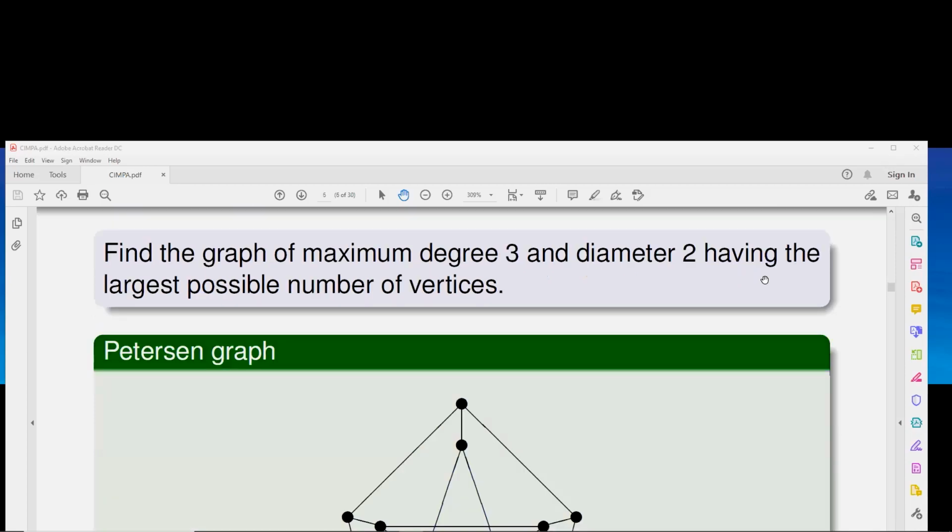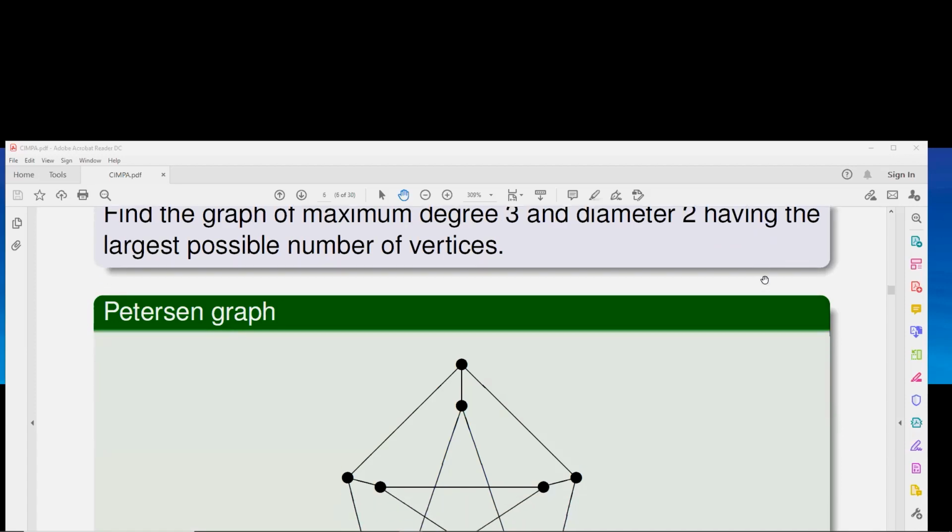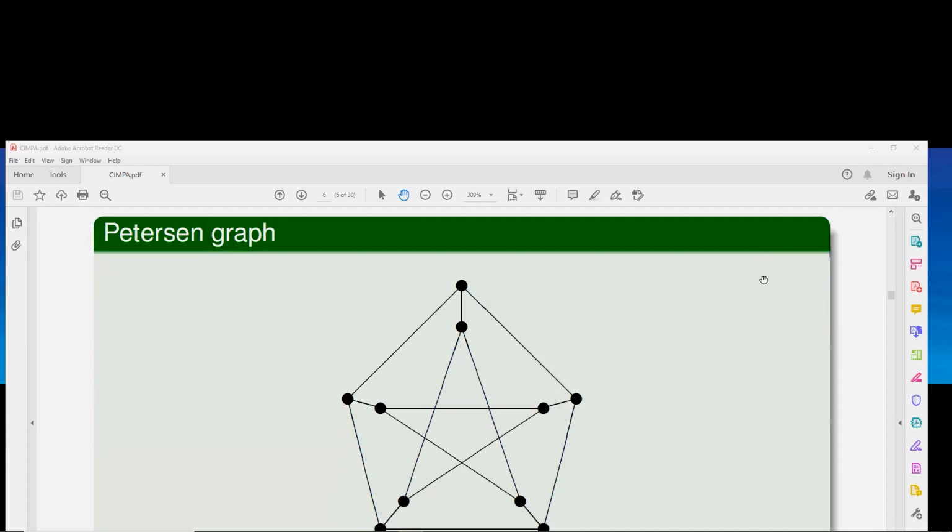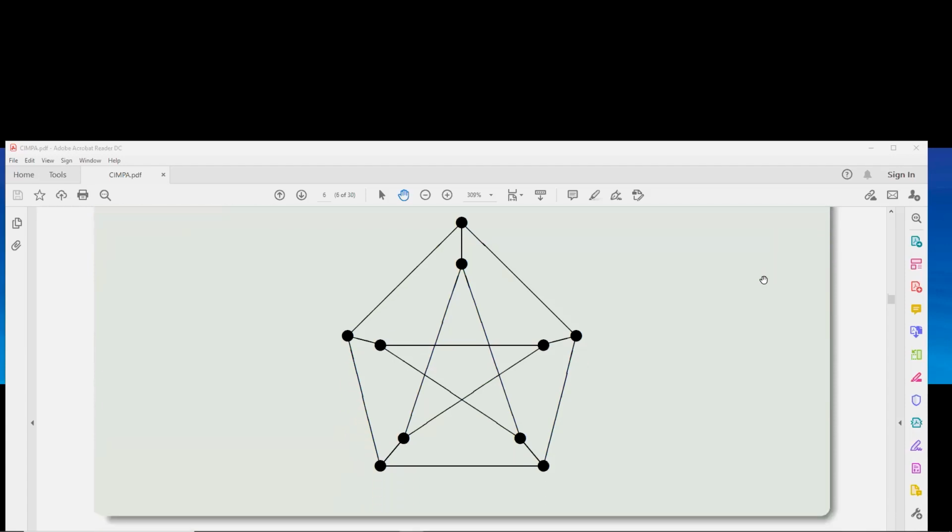And this is the answer to the problem. If we go slightly down, you will see the whole graph, which is the largest possible graph for these two parameters, actually called the Petersen graph. If you look at this graph, really the degree of every vertex is 3. Every vertex is connected to 3 other vertices. And again, if you check carefully, the diameter of this graph is 2. There are no 2 vertices whose distance is 3. So the distance between every 2 vertices is actually 1 or 2.